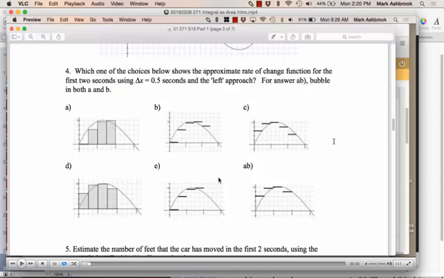Yeah, so now, Christiana, is that the same? Okay. So if it said, which one of these was for area or geometric approach using the left side and delta x 0.5, then it would be A.